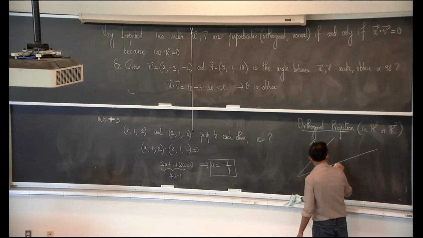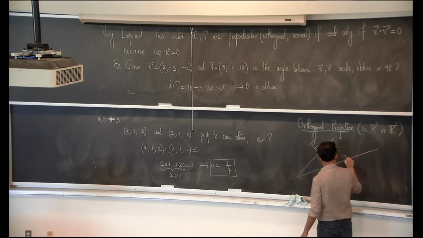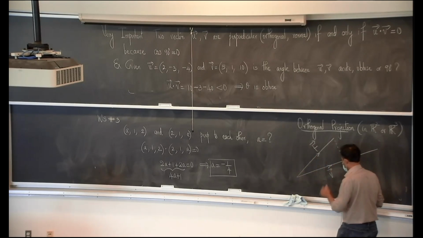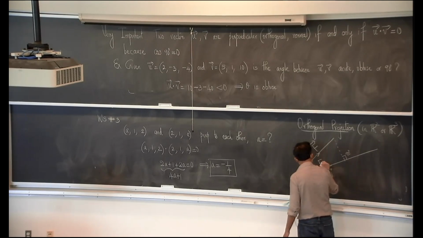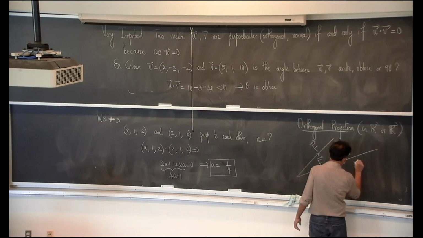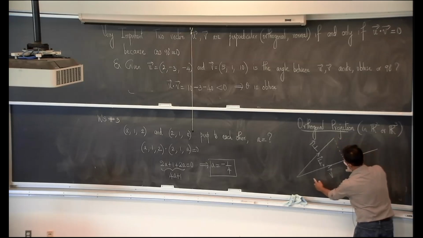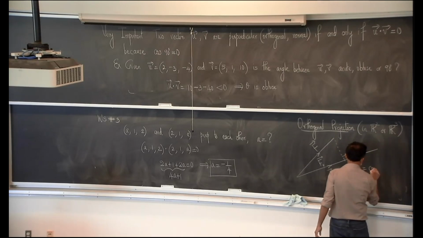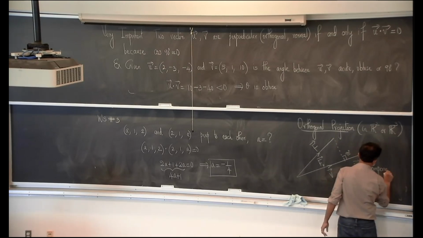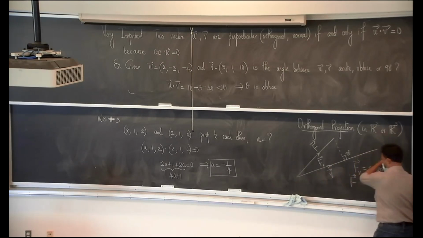So let's just drop a perpendicular line from there to here. So this is 90 degrees. Let this be Fv. So Fv is this length here. It's a projection of F onto V. So it's the component of F which is along V, which is the same as saying which is parallel to V.